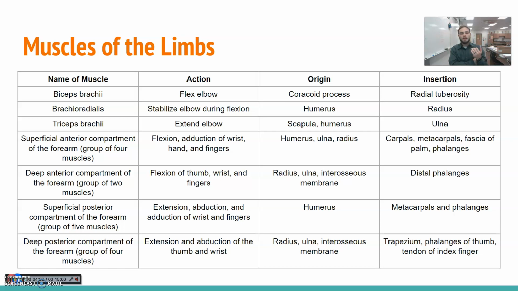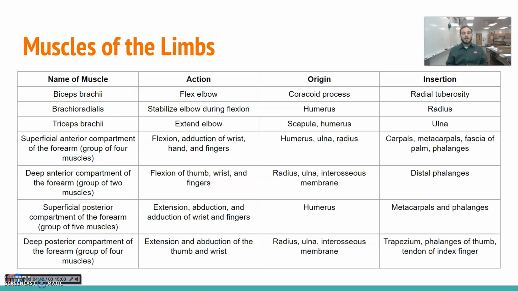The brachioradialis is going to be used to help stabilize the elbow during flexion. It's one of the stabilizing muscles for the Biceps Brachii. It's going to originate on the humerus and insert on the radius and help keep that elbow stable, especially during very strong contractions of the Biceps Brachii.